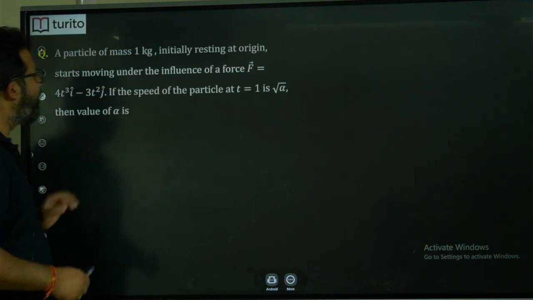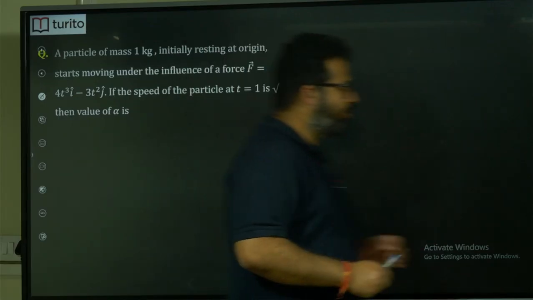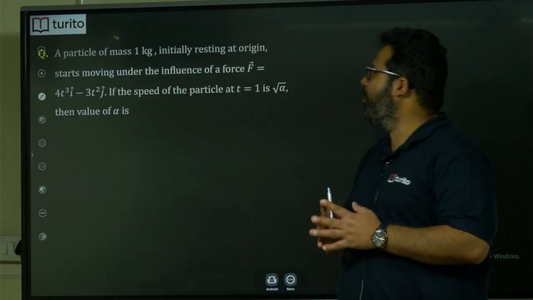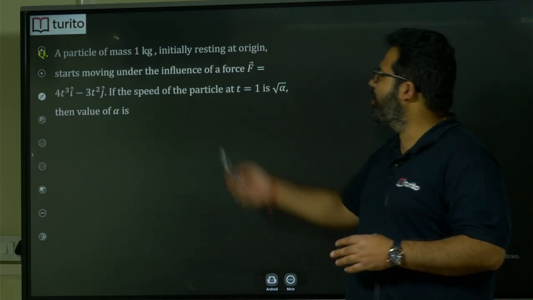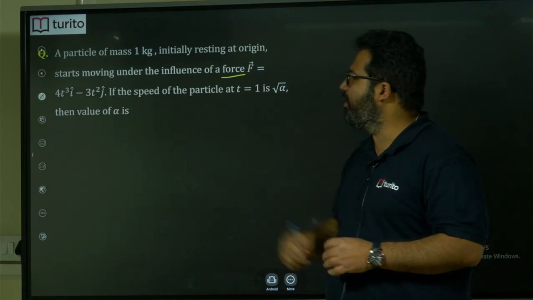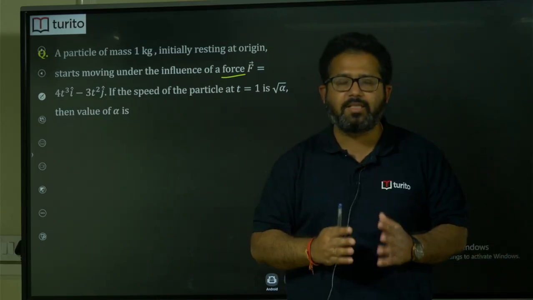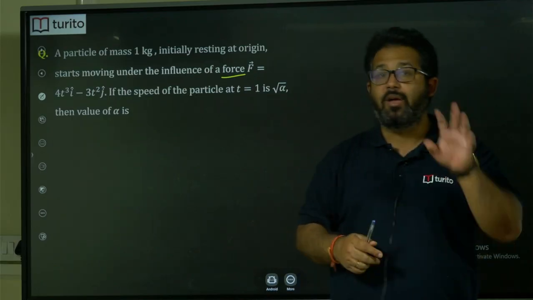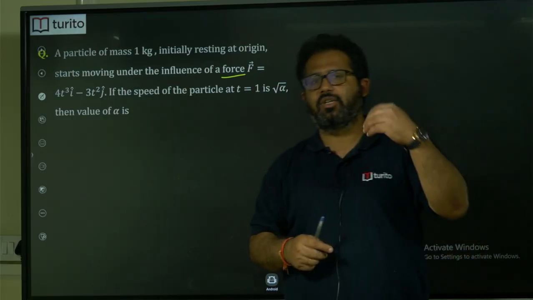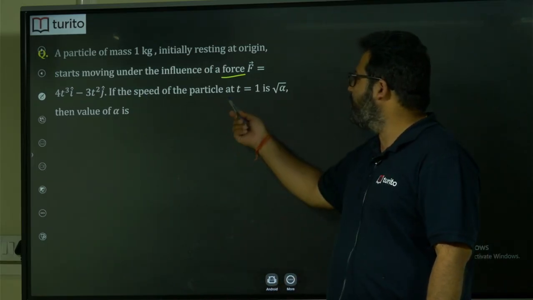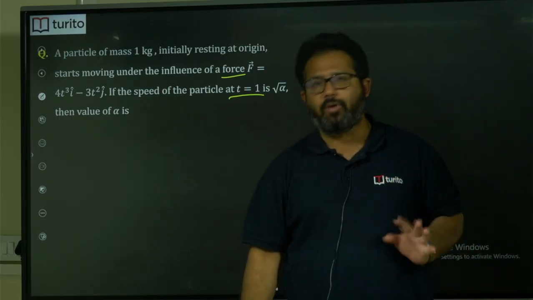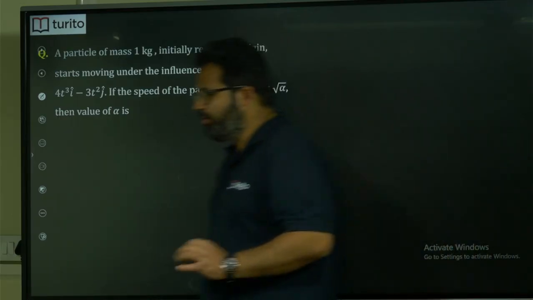Now moving to the next question, just read the next question. A particle of mass 1 kg, initially resting at the origin, starts moving under the influence of a given force. As you know the mass of the particle, you can calculate its acceleration: force divided by mass, which is 1 kg. The speed of the particle at t equal to 1 you have to calculate. So let's do this question.